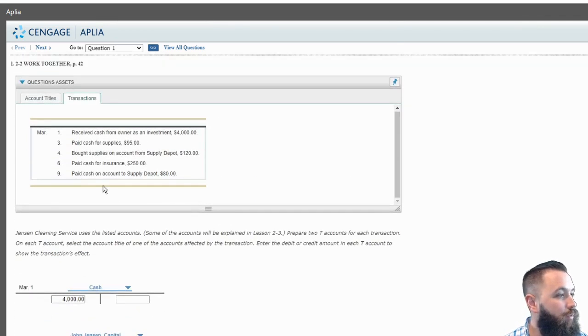The 9th, we paid cash on account to Supply Depot. So now we paid cash, that asset is decreasing, so we must credit it. And our accounts payable is also going to decrease. How do we decrease an accounts payable? Something on the right-hand side of the accounting equation. We're going to debit it, okay?